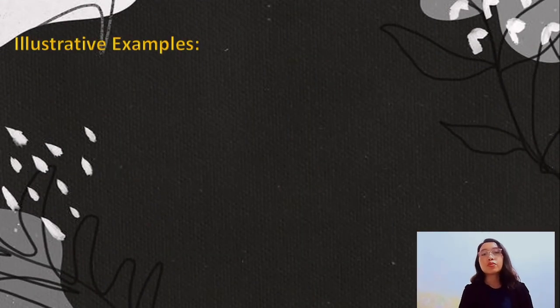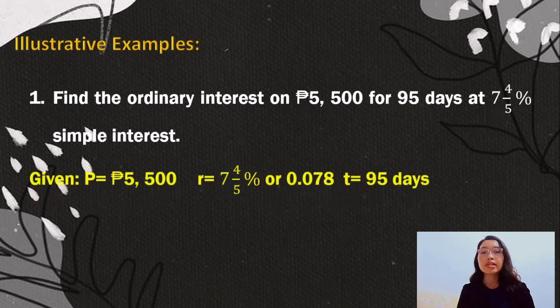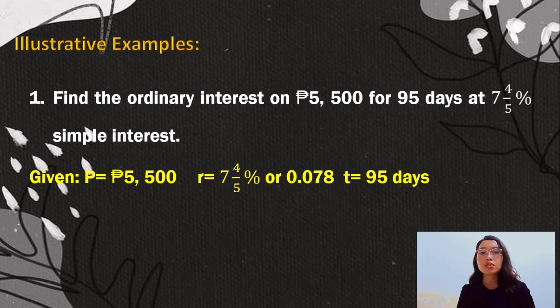Now, let's proceed to the following illustrative examples for ordinary and exact interest. First example: find the ordinary interest on 5,500 pesos for 95 days at 7 4/5% simple interest. We have the given: the principal is equal to 5,500 pesos, the rate is equal to 7 4/5% or 0.078 in decimal, and time is equal to 95 days. Since we are looking for the ordinary interest, we use 360 as the denominator. So, we consider this formula.